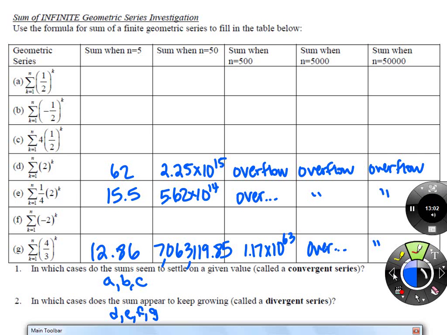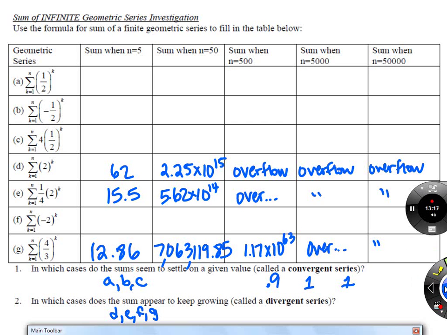However, look at the pattern that we saw, for example, in A, right? So for the first answer in A, it was like 0.9 something, right? And then for 50 terms, it was 1. And then for 500 terms, it was 1. And then for 5,000 terms, it was 1. And for 50,000 terms, it was 1. And for 500,000 terms, what's my sum going to be? 1. And for 5 million terms, what's my sum going to be? 1. So for infinitely many terms, what's my sum going to be? 1. So weird, right? You can add up something that's infinite.